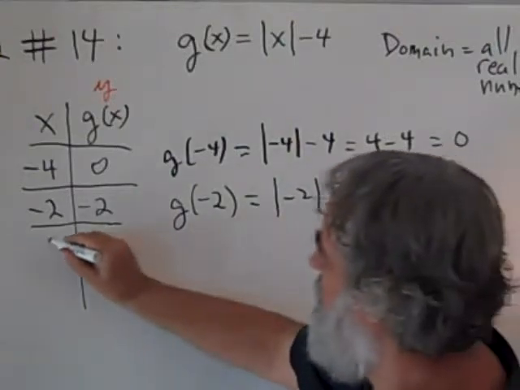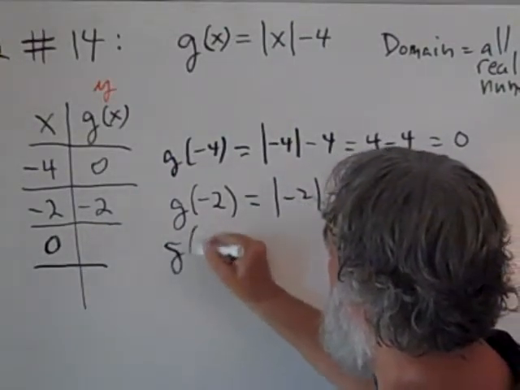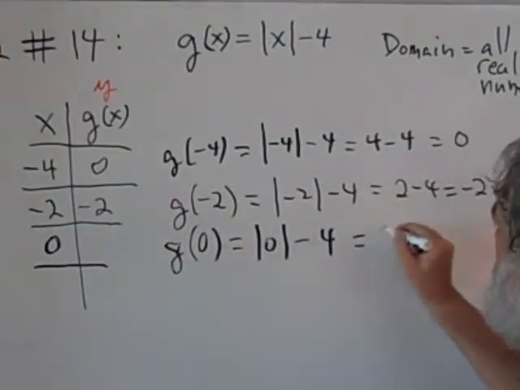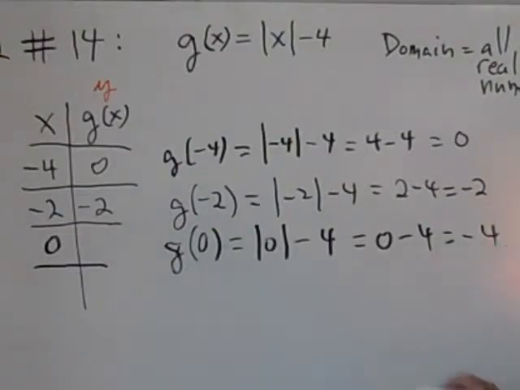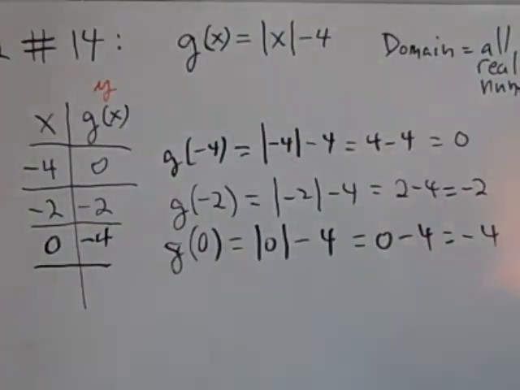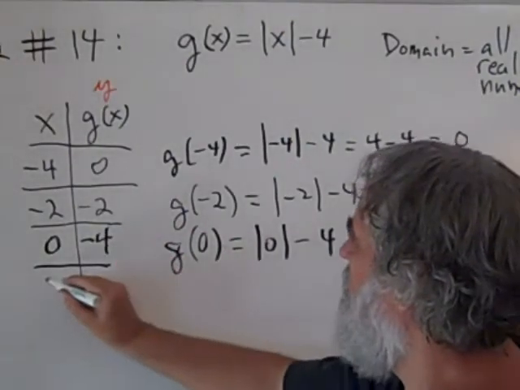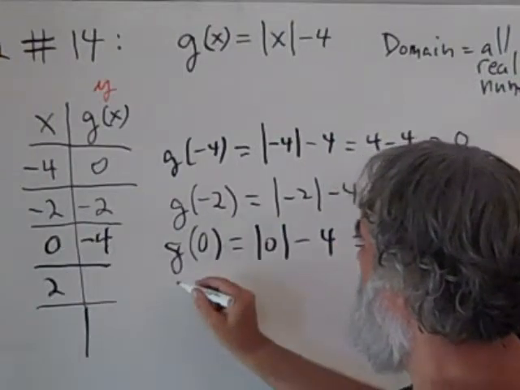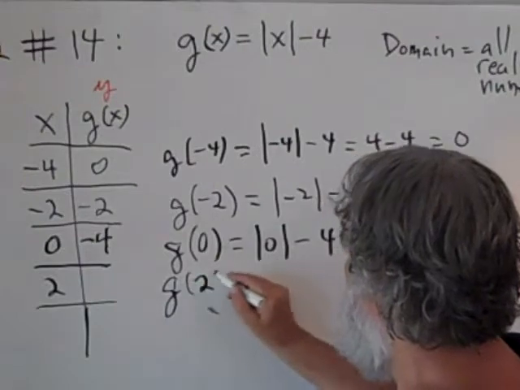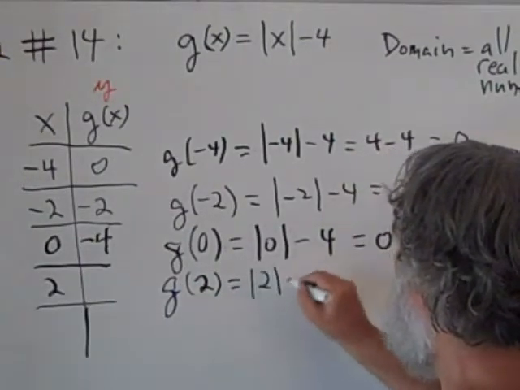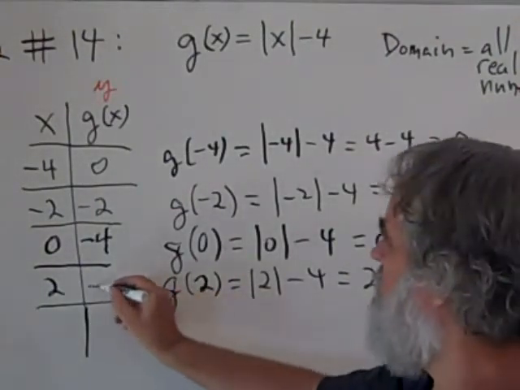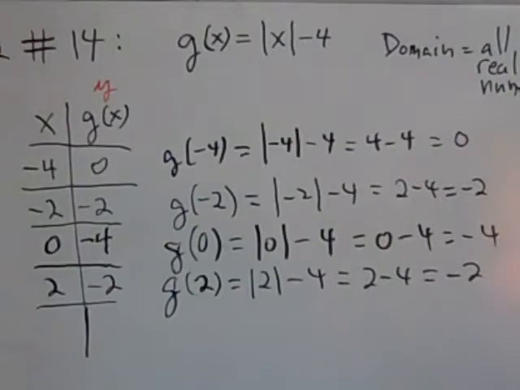Let's try 0 next. G of 0 is equal to the absolute value of 0 minus 4, which is 0 minus 4, which is negative 4. And finally, let's keep going. When x is equal to 2, g of 2 becomes the absolute value of 2 minus 4, which is 2 minus 4, which is negative 2. So when you input a 2, what's output is a negative 2.